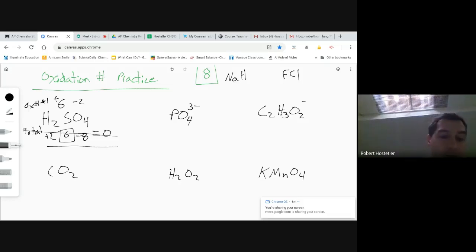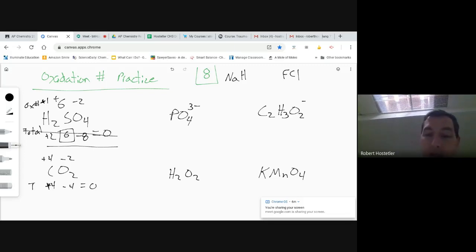Well, CO2 is also neutral, so it's going to add up to 0. O is -2, so here we have a -4. So that means the carbon has to be +4, and I don't have to share it with anybody. There's just one of them, so it gets to be +4.